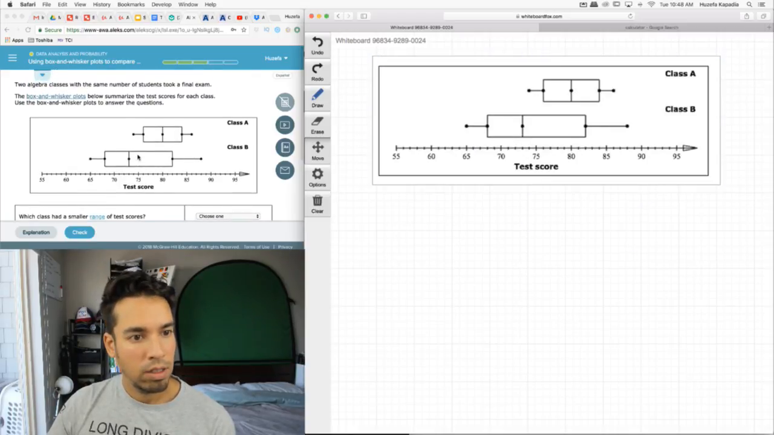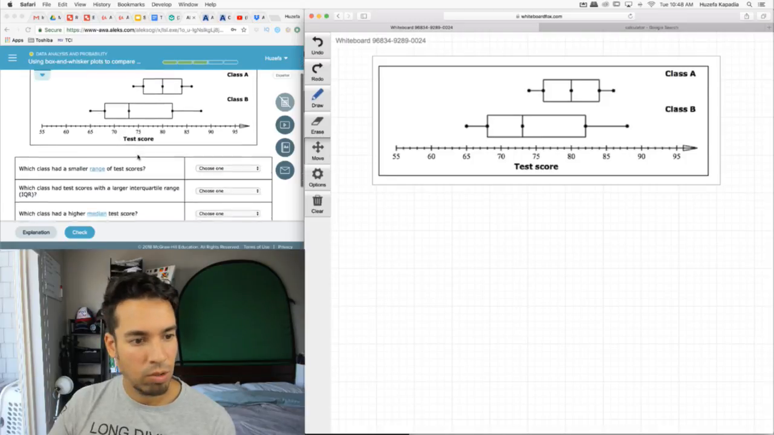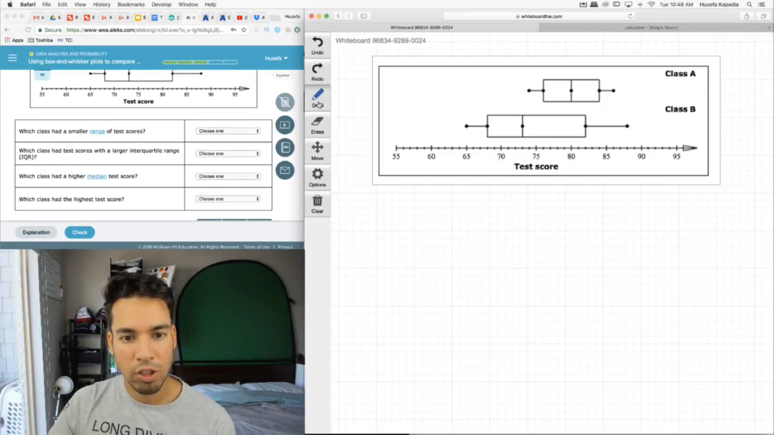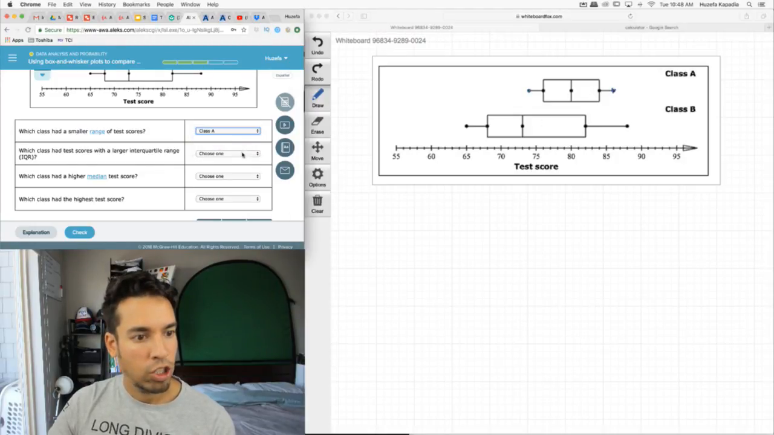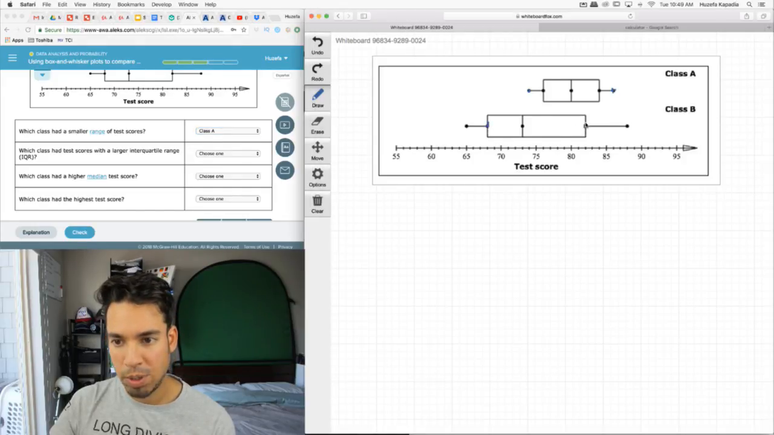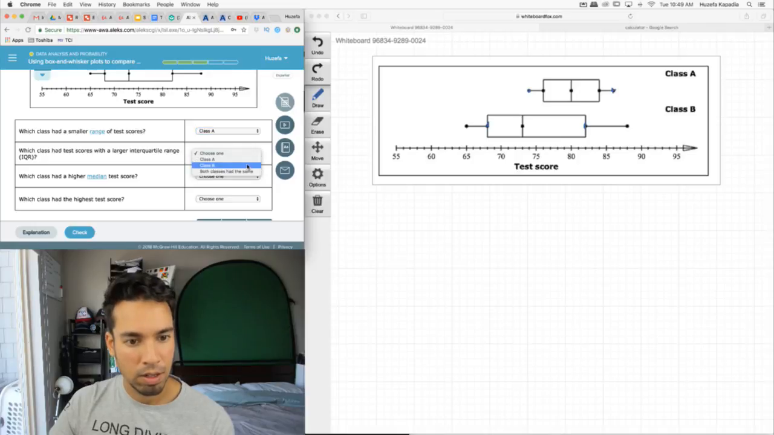All right, this is the number of students who took a final exam in 2 classes. Which class had a smaller range of test scores? This class, right? It's only from here to here. So that's A. Which class had test scores with a larger interquartile range? That's from here to here. It's bigger. So class B.